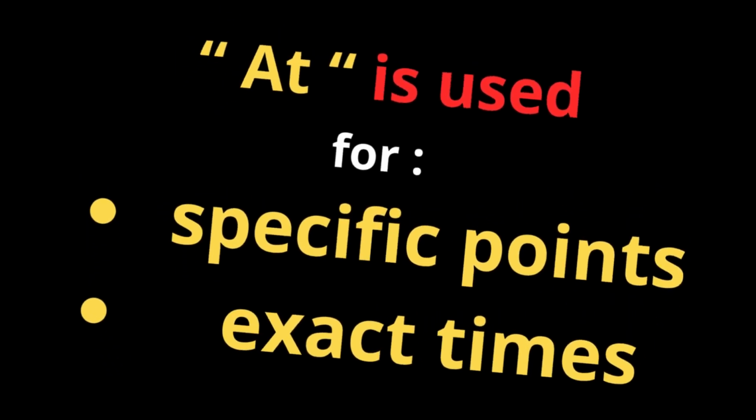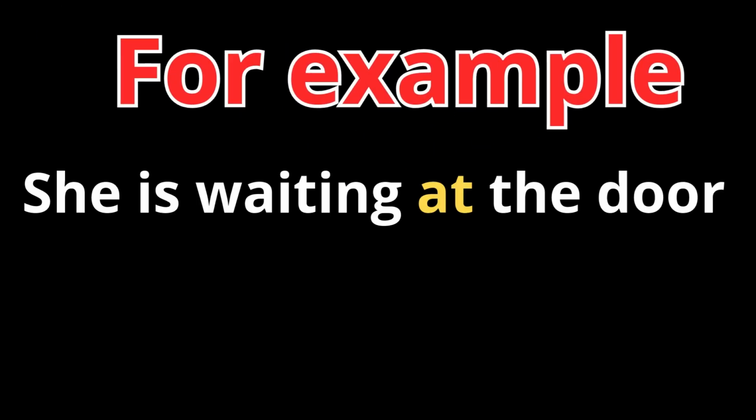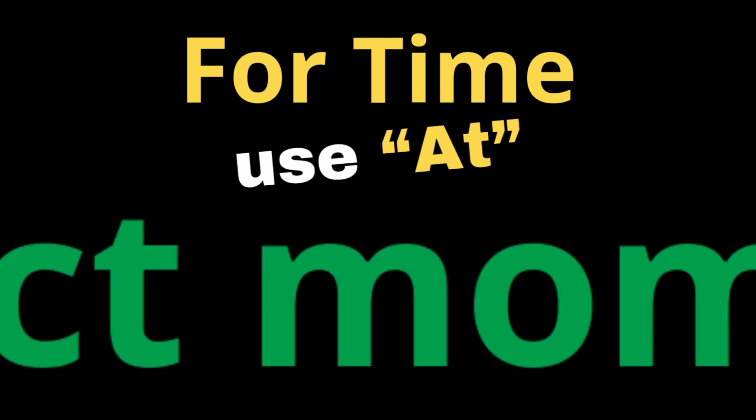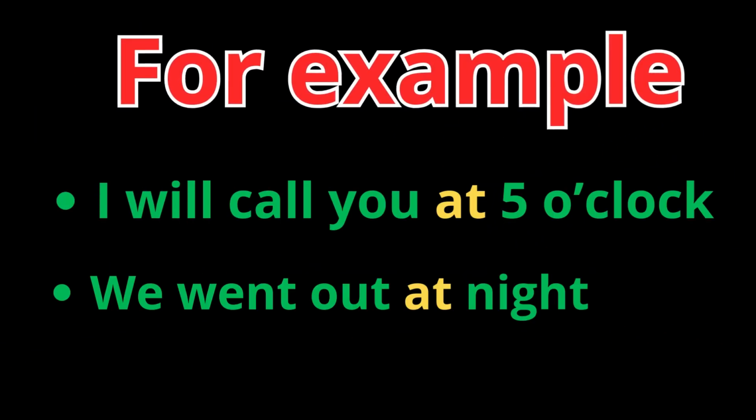Finally, let's talk about at. At is used for specific points or exact times. For place, think of at as a precise point. For example, she is waiting at the door, or I'm at the bus stop. And when we talk about time, we use at for exact moments. I will call you at 5 o'clock, or we went out at night.